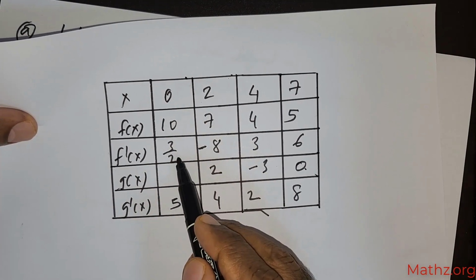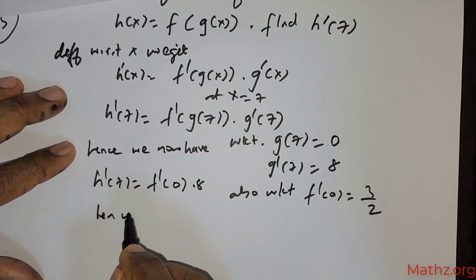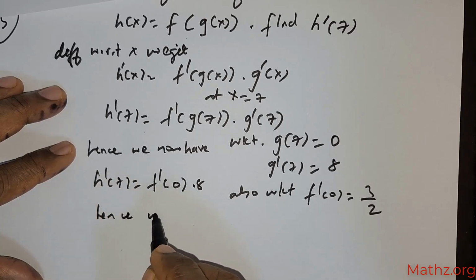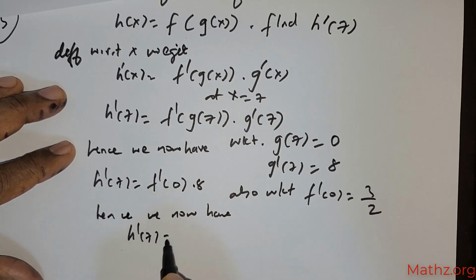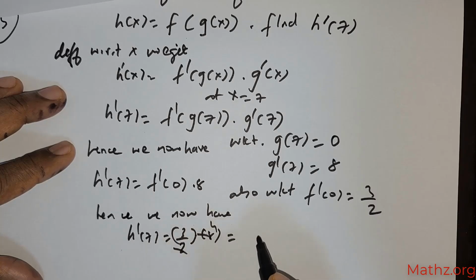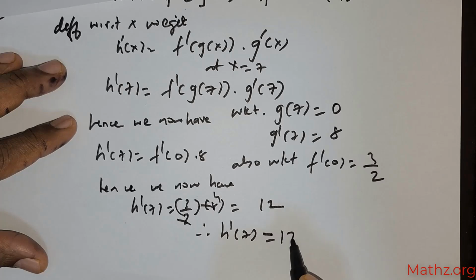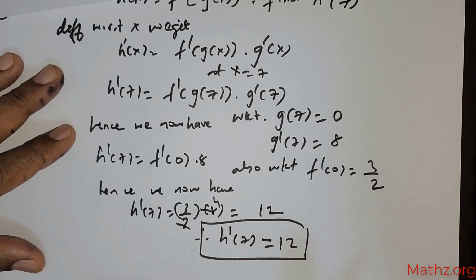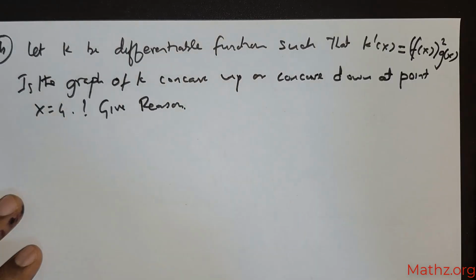Also we know that f dash of 0 is what? 3 over 2. So hence we now have h dash of 7 is equal to 3 over 2 multiplied with 8 is equal to 12. So therefore h dash of 7 is equal to 12. You box the result. So that will give you the score that you need. So let's move on to the next question. Now this is the next question.